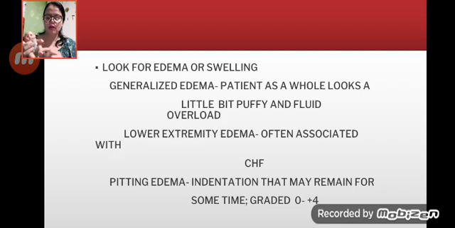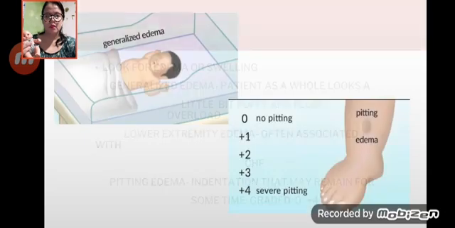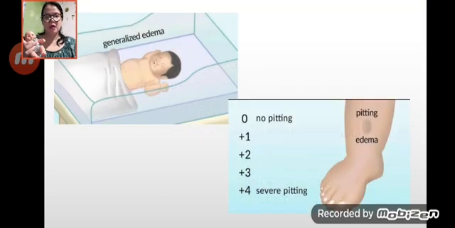And you need to check for pitting edema. So how are you going to check for pitting edema? You will just indent. The indentation may remain for some time, and that one should be graded from 0 to 4. Okay? So you will be checking if there is a presence of pitting edema. As you can see from the visual representation of generalized edema, and of course the pitting edema.